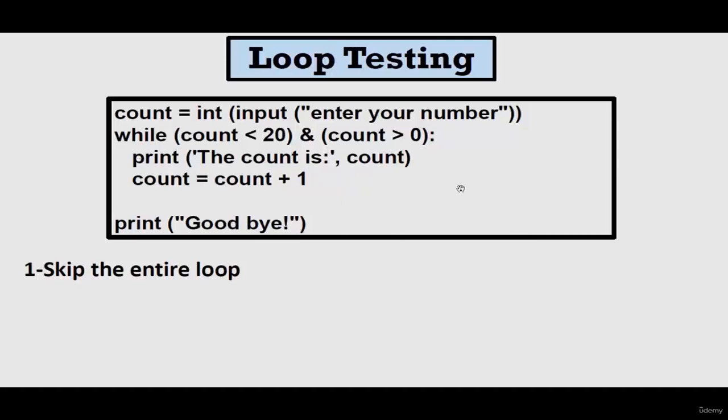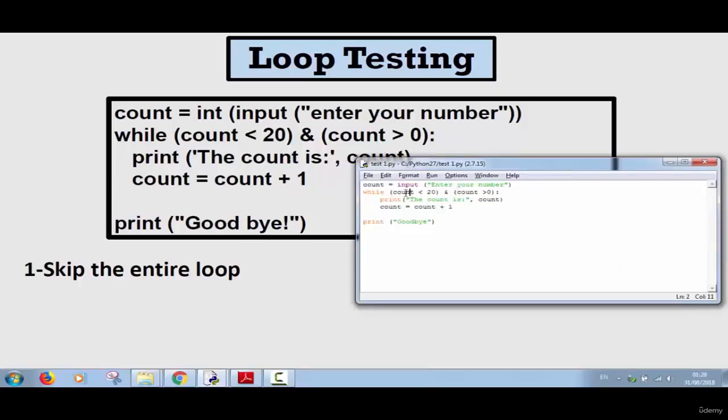So how do we test this code? In loop testing, we can't achieve 100% coverage because this is not easy in most cases. So the most efficient way to do loop testing is to follow these steps. The first step is to skip the entire loop. How do we skip the while loop in this code?